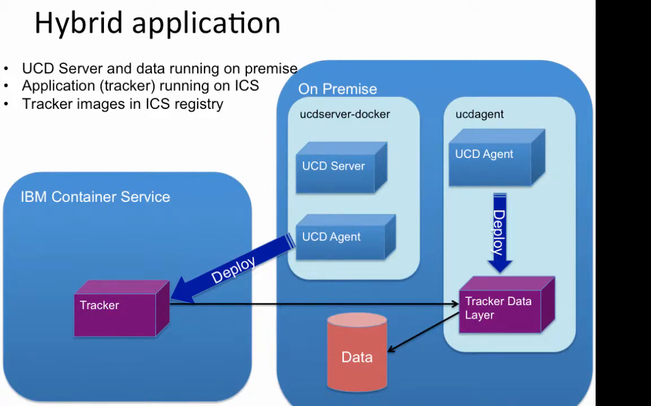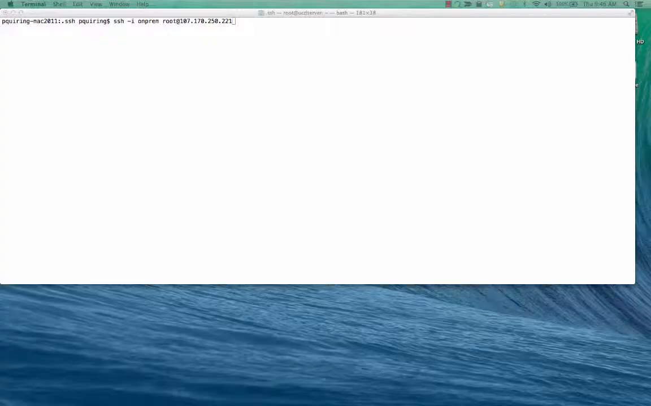Right, in this video, we're going to configure or start up the UCD server and the two UCD agents on our on-premise computers. Those computers were created in a previous video, if you want to go back and take a look. So the first step, since there are two computers, I'm going to log into the first one.